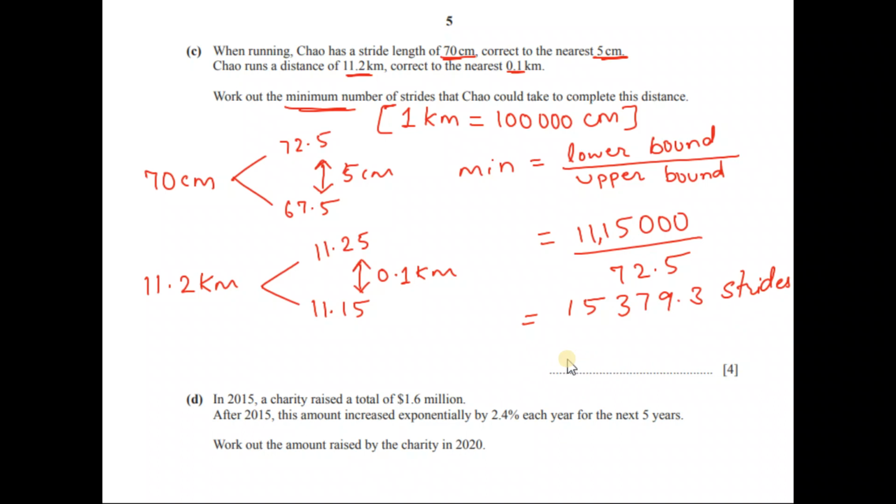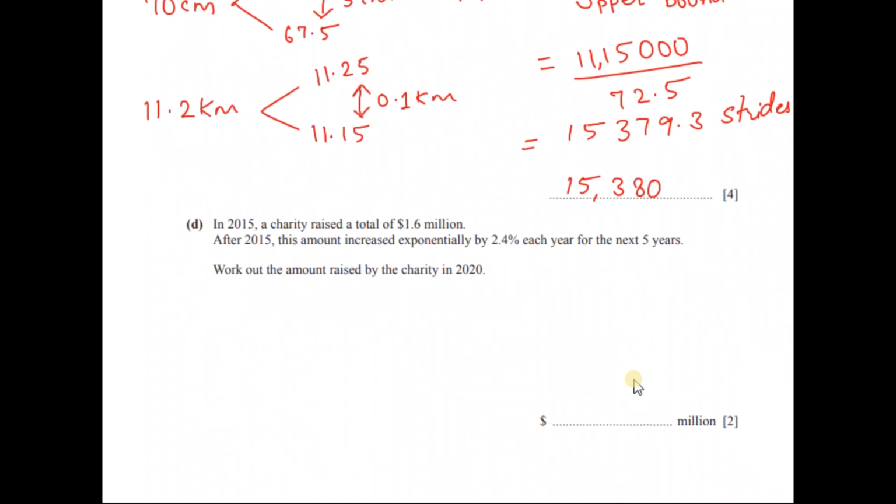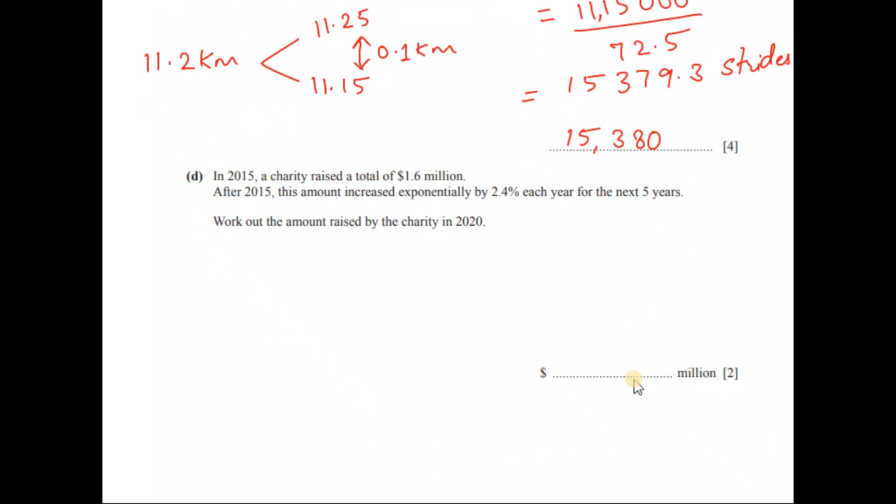15,379.3 strides. You can't have it in decimals, so we have to give a whole number, and because it is the minimum, even if you do normal rounding you may get 15,379, but here we have to use sensible rounding, and sensible rounding gives 15,380 strides, and that is the answer. He needs 15,380 steps or strides to complete the journey.